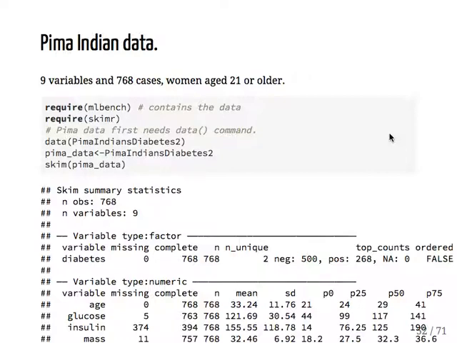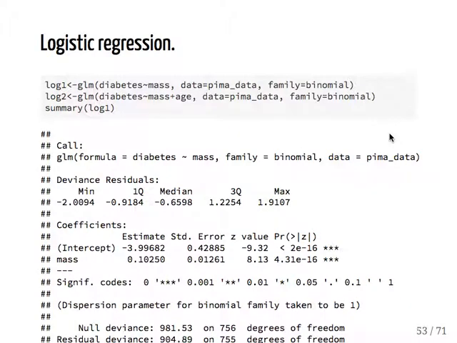It's living in NL Bench, and we can use SkimR, or you could use your other favorite package, to look at the distribution of these variables. Our dependent variable will be diabetes, which is yes or no. Then you have variables like age, glucose level, body mass, or insulin level, and that's what's living in this data. It has 9 variables and 768 cases, and it's basically a data set on women aged over 21.